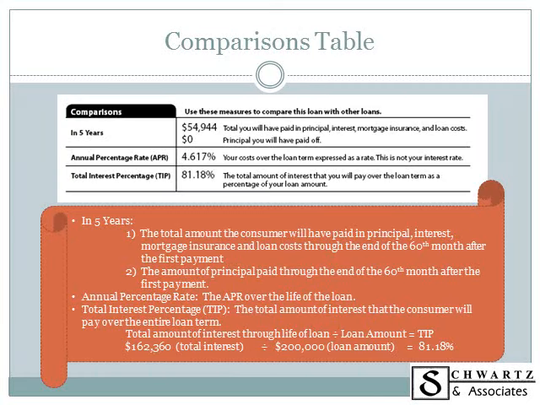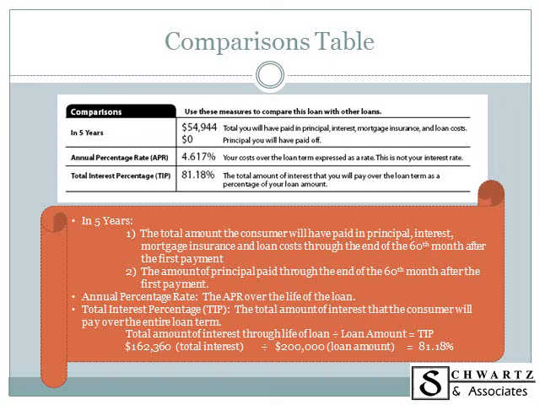The next section on page 3 is our comparisons table. You'll see the first line says in 5 years. This section discloses two pieces of information. The first is the total amount that the consumer will have paid in principal, interest, mortgage insurance, and loan costs through the end of the 60th month after the first payment. So you'll see the total here is $54,944. That's what the borrower will have paid during the first 5 years.